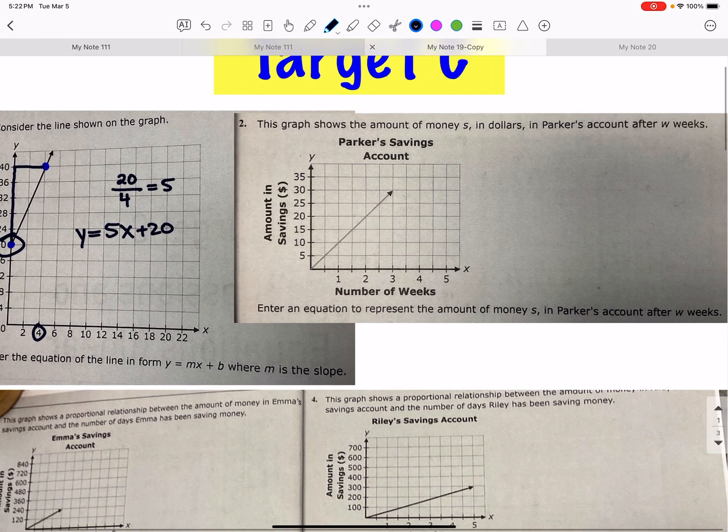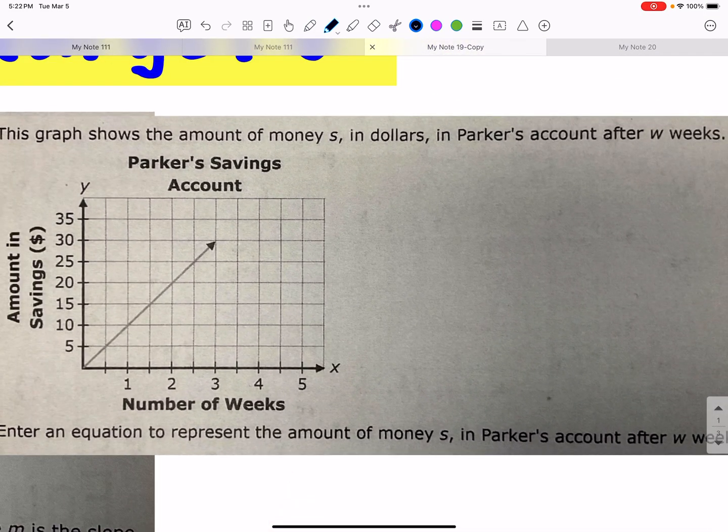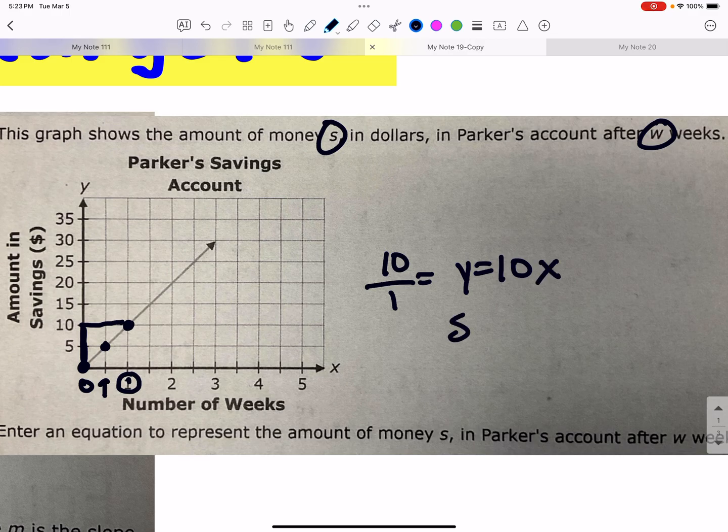All right, number 2. What's the equation here? Whenever they give you letters in the equation, instead of x and y, they want s and w. Okay, it starts there. Now it hits there, but I don't know what this number is. So I'm going to skip this point and go to there because it's easier for me. So it goes up 10, from 0 to 10. It goes over from 0 to 1. So it goes up 10 over 1. So it's just y equals 10x, but they want us to use s and w. Okay, so s equals 10w. Great.